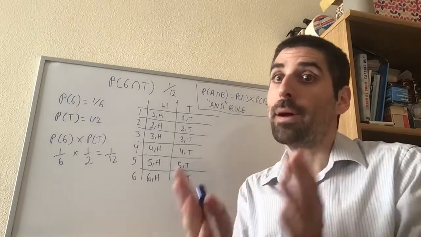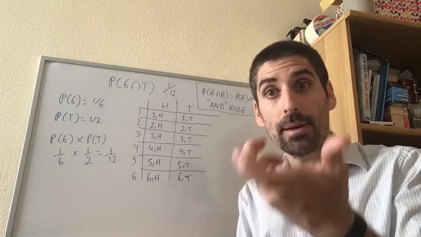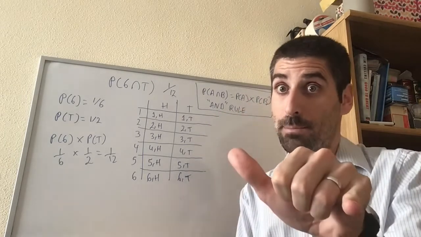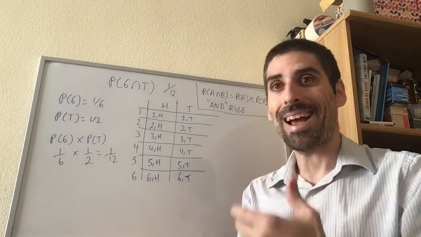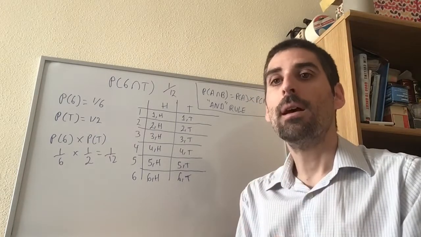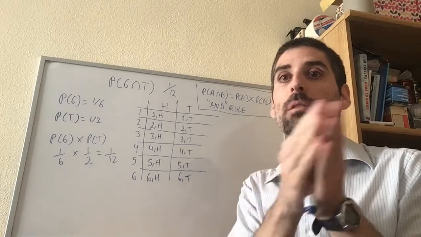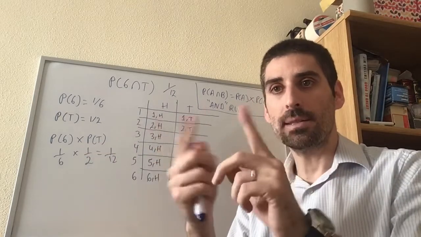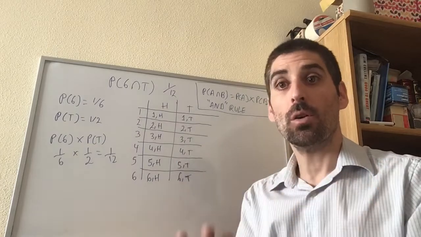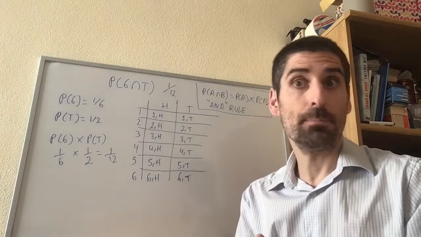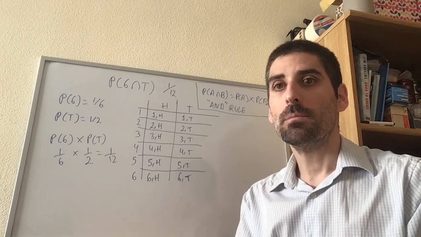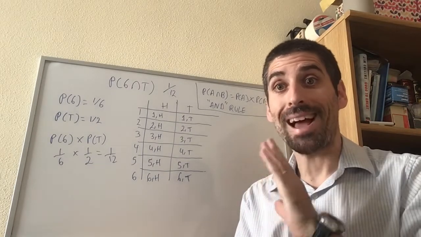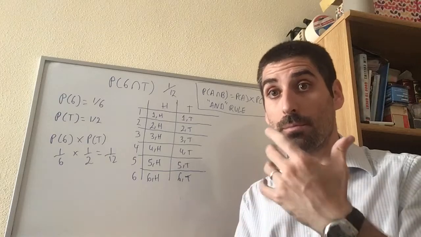But for independent events, and what did I mean by independent events? The probability of one doesn't affect the probability of the other. The AND rule of probability says that the probability of one event happening and another event happening is the product, the multiplication of the two probabilities together. Okay? Good. Well, that's it for the AND rule of probability.